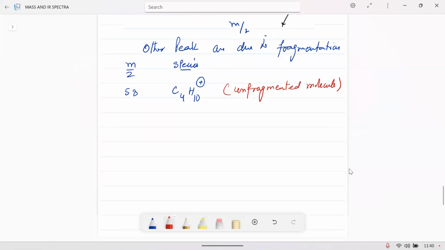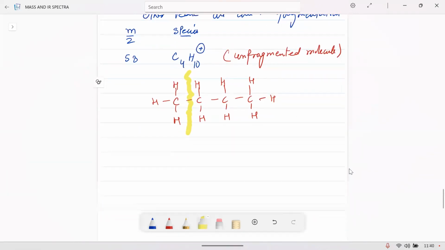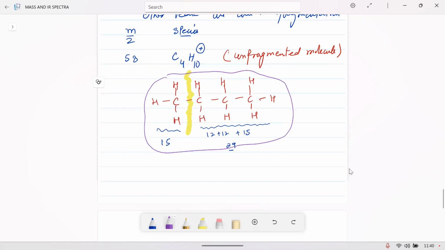Now let's look at the other things. We have 4 carbon atoms, and let's say all the others are hydrogen atoms. There is one question where they have talked about hydrogen breaking; otherwise, for carbon-hydrogen bond breaking, you don't need to look at that. Now, one possibility is the bond may break from here. If the bond breaks from here, you will have this part, which will have a mass of 15, 12 plus 3. And this whole thing will have a mass of 12 plus 12 plus 15, which will be 29. And this whole molecule is 58.